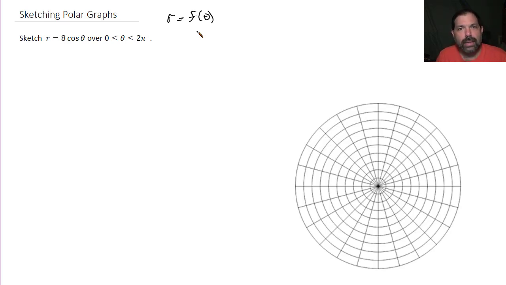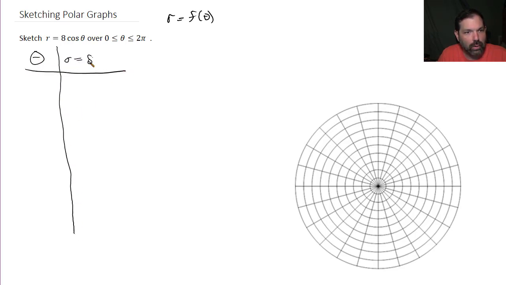So the first technique that we have for this is point-by-point plotting, just like we learned back when we were sketching lines or quadratic functions or other functions back in algebra. We started by maybe building a table and then plotting a bunch of points and then connecting the points in a way that made sense. So let's do that for the equation r equals 8 cosine theta. I'll start by thinking of some thetas, and then I'll have r equals 8 cosine theta as the r value.